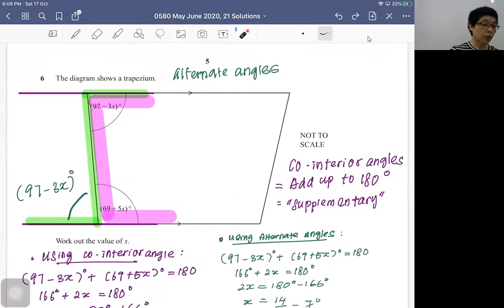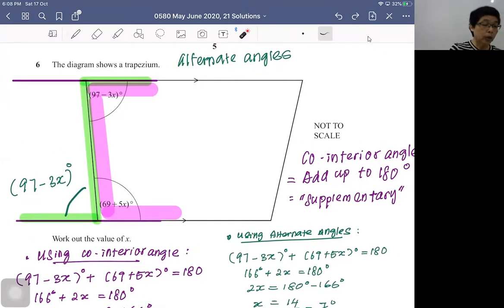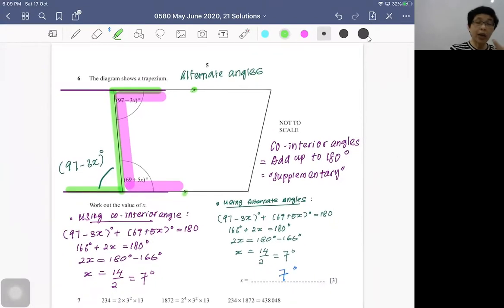Now, let's move on. Question 6. The diagram shows a trapezium. If you look at the diagram carefully, there are 2 arrows, and those arrows play an important role, where the lines are parallel. When lines are parallel, we know that there are 3 types of angles that are really helpful to us. One is alternate angles, the one I've stated here. Another one is corresponding angles. And then there's another one, co-interior angles.